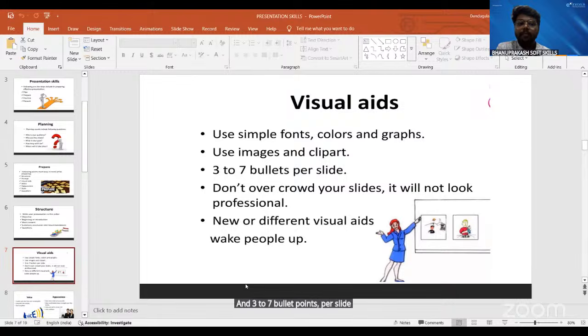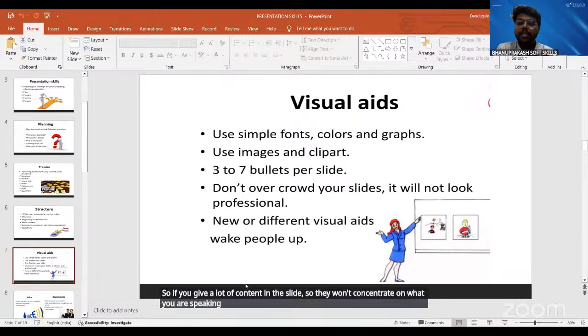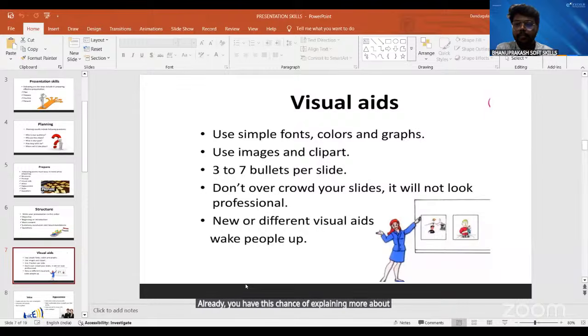Why particularly am I saying this? Because they need to concentrate on what you speak, but they also concentrate on what you have presented. So if you give a lot of content in the slide, they won't concentrate on what you are speaking. Already you have this chance of explaining more about that. So your content on the screen should be less, but what you speak should be more.